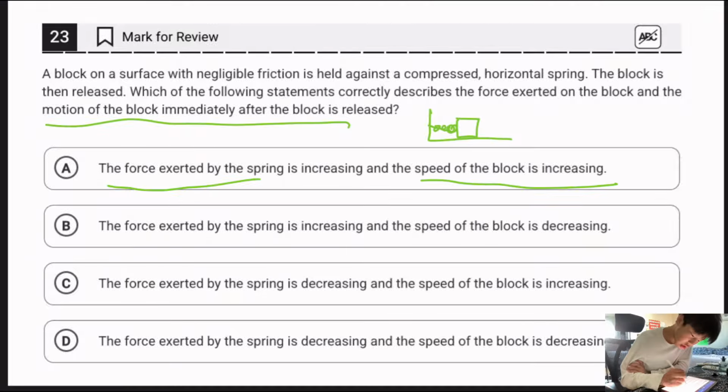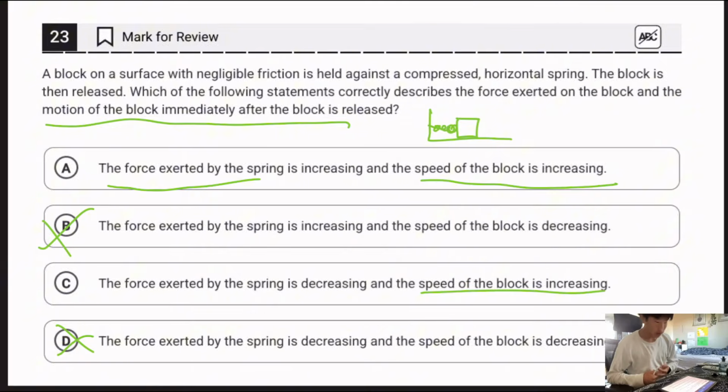So it's either A or it's going to be C, because it can't be decreasing. How do you go slower than rest, than not moving? You know what I mean? So it's either A or C. So is the force exerted by the spring increasing or is it decreasing?